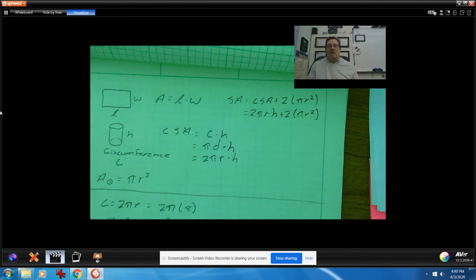So same thing's happening this week. You're going to get two different assignments. And the first one's going to deal with the surface area of a cylinder. So let's jump right into there.